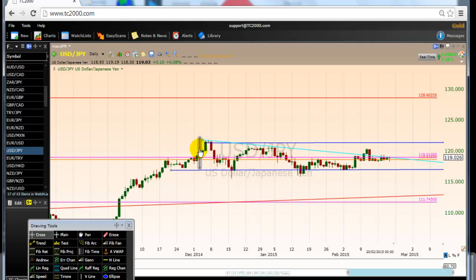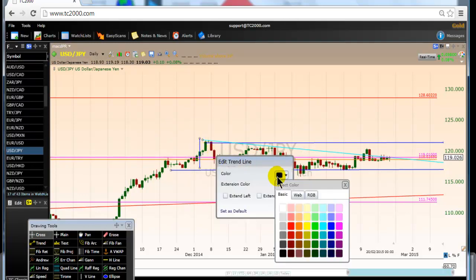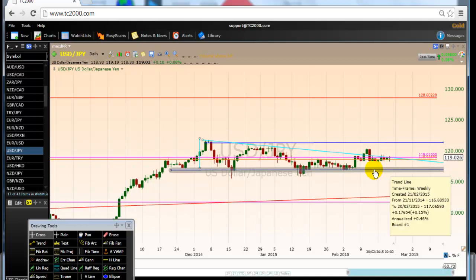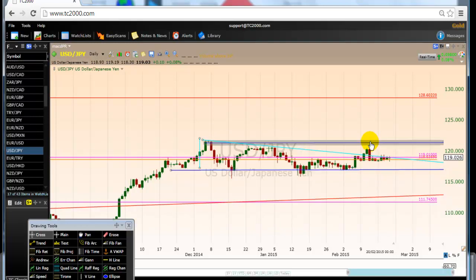If I color this one turquoise, see now? So we have a triangle, okay? You see the turquoise line, and this line here. I don't want to color this one orange because of the consolidation here. All right, if they are forcing it down, it will drop down big time.